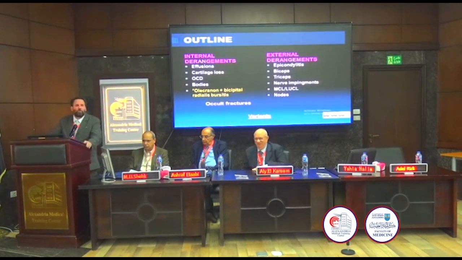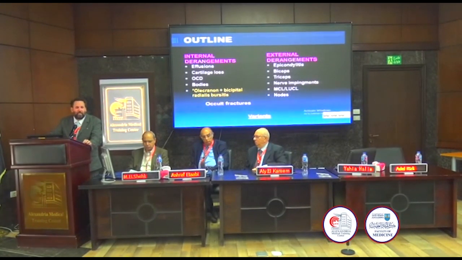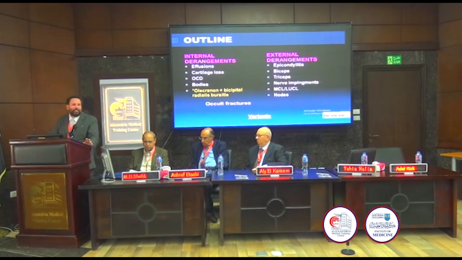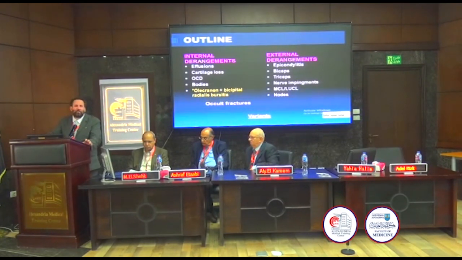As a general rule, for most joints we should distinguish between internal derangement and external derangement. An internal derangement is something that can be seen and potentially addressed by arthroscopy. An external derangement is something that's occult to arthroscopy. And the best way to distinguish internal and external derangements is the presence of abnormal joint fluid. And we're going to get to that too in a second.